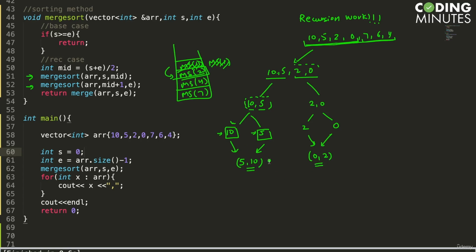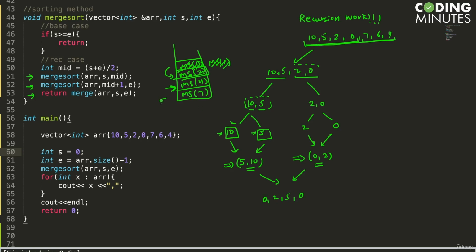Okay, and once you get the left part and you get the right part, you are in this merge function, the merge sort function in which you had 4 elements and you have already sorted the left part and the right part. So what happens? This merge sort 4 function now calls the merge routine and it tries to merge both of them. So you get 0, 2, 5 and 10.